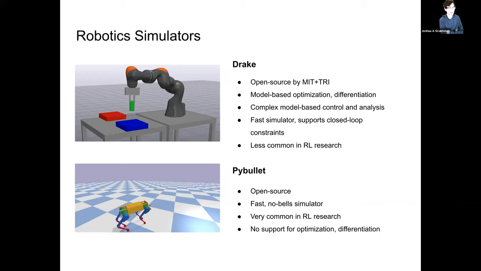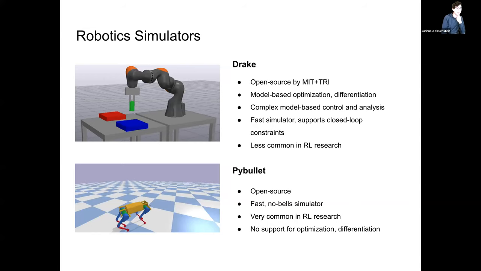There's Drake, which is newer and less common in RL research, but it's an open source simulator from MIT and the Toyota Research Institute. It supports model-based optimization and differentiation and really complex tooling around that. And it's a pretty fast simulator. The only caveat is it's somewhat newer and thus less stable.